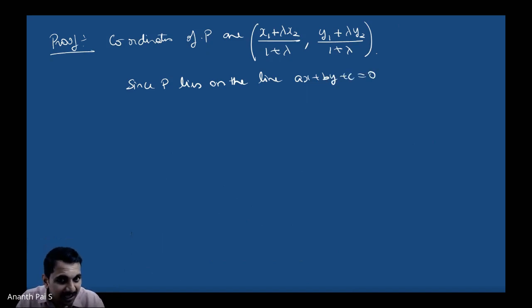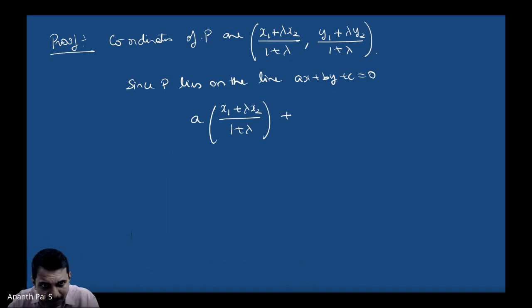Since it agrees on ax plus by plus c is equal to 0, then what happens? This has to be part of it. So we can write a. How did I get this, mister? It is by section formula. Correct. So if this is the case, I have to write x1 plus lambda x2 by 1 plus lambda. Then b, instead of y, I will write y1 plus lambda y2 divided by 1 plus lambda, and then plus c is equal to 0.